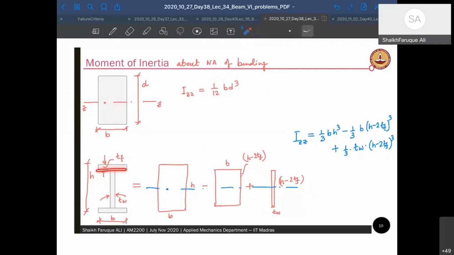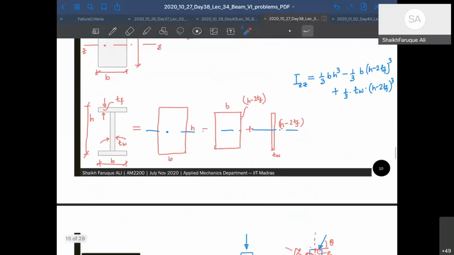So this is the smaller rectangle that is subtracted. Then you add up this section here. So then you add up this section. That is one way of doing it. The other way of doing it, you calculate I for this, you calculate I for this, you calculate I for this about their own axes, right? And then transfer them to the neutral axis that you have for the overall section by using the A D squared formula, right? A into D squared formula. So that way also you can do it.